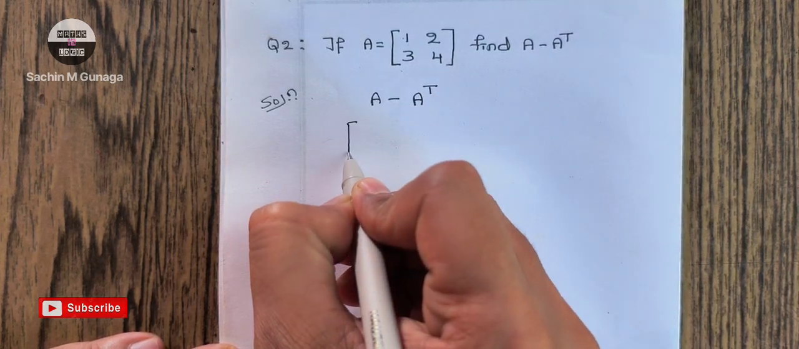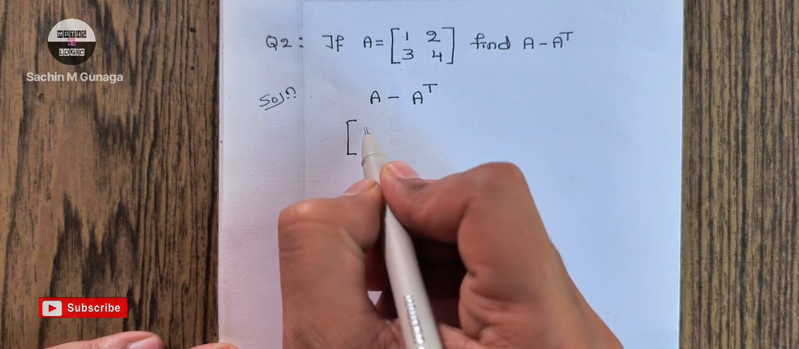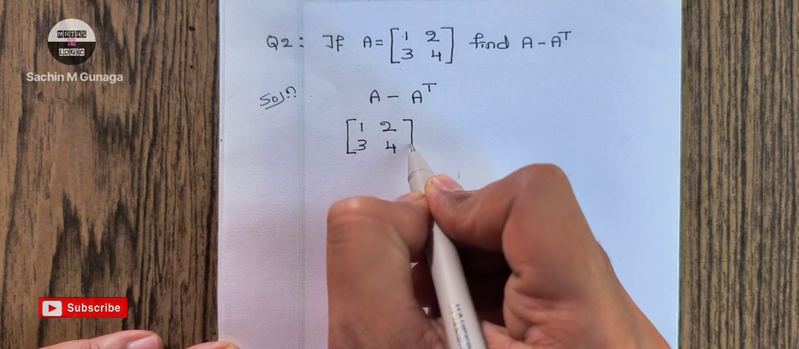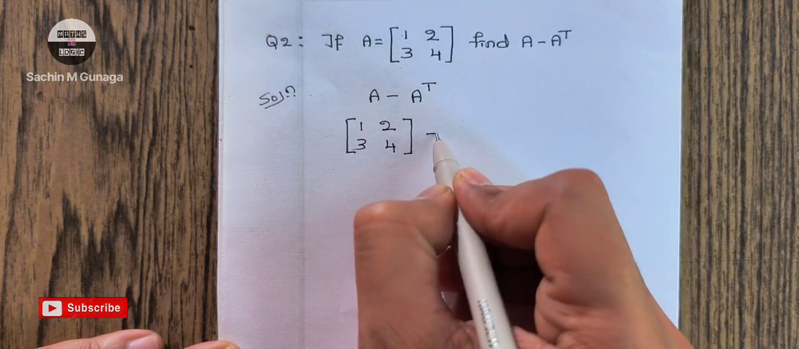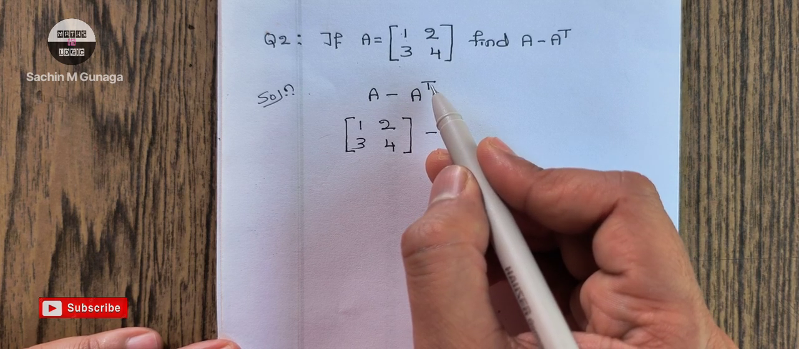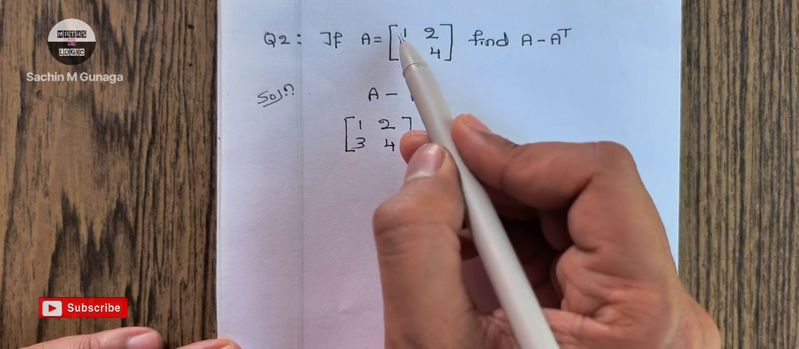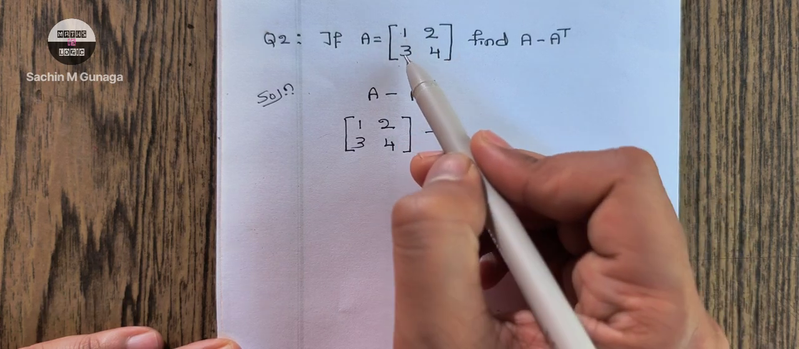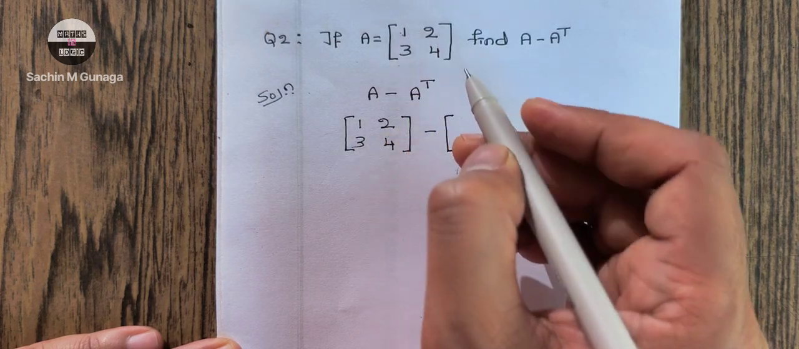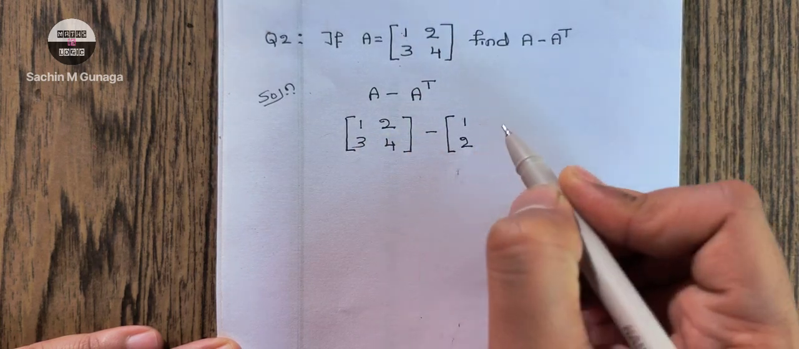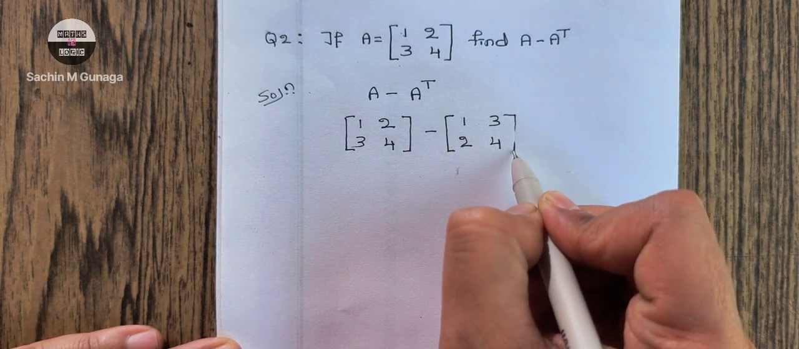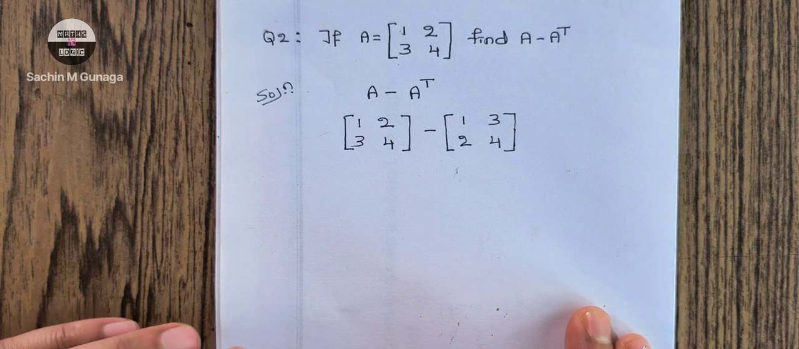So below, mention the A matrix value. What is that A matrix value? 1, 2, 3, 4. Next, middle minus sign. Next we need to take the transpose of A. Transpose of a matrix means we need to interchange the first row as the first column, second row as the second column. Therefore here the first row 1, 2, we write it as the first column 1, 2, second row 3, 4, so next here 3 and 4. So this is the transpose of the matrix.